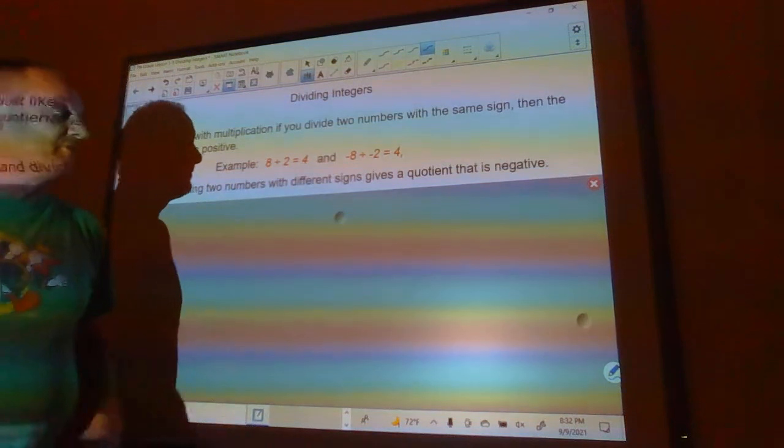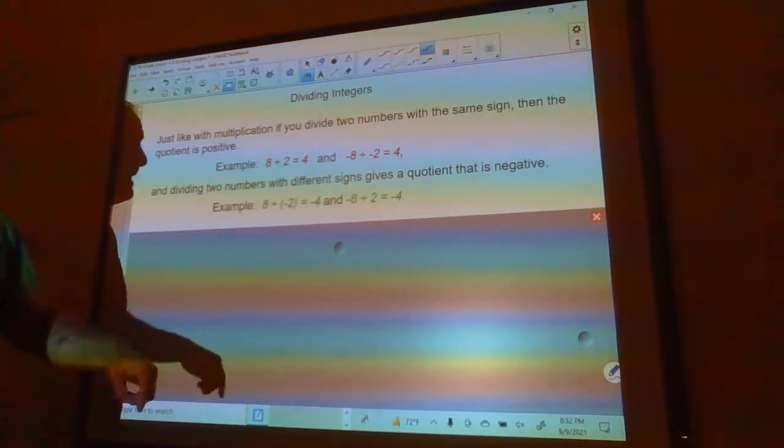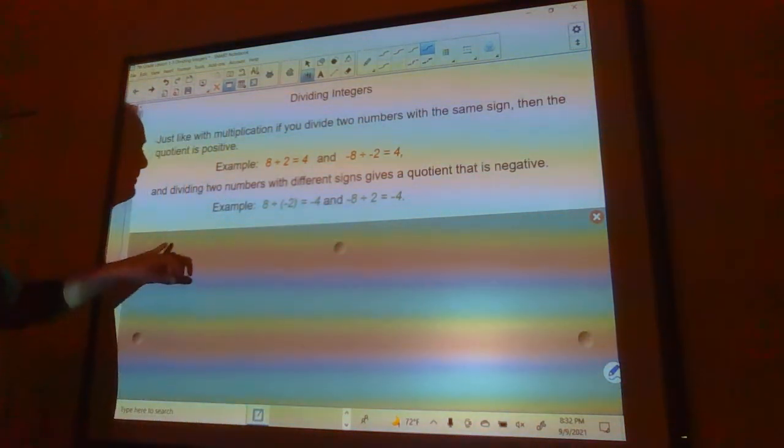Any two numbers with different signs, when you divide them, the quotient is always negative. So 8 divided by negative 2 is negative 4, as is negative 8 divided by positive 2, which is also negative 4.